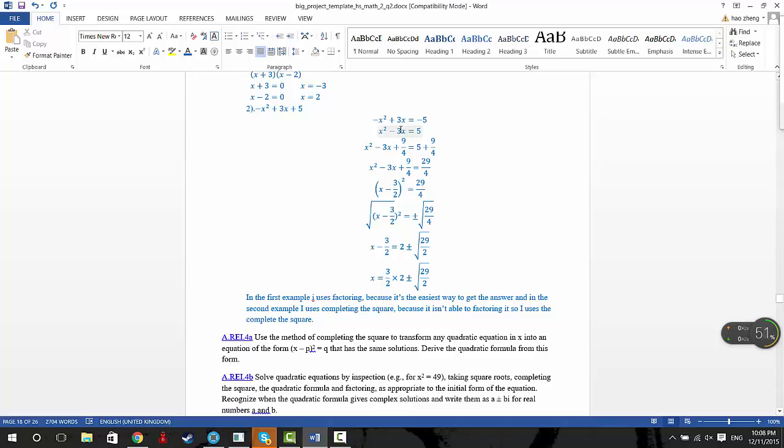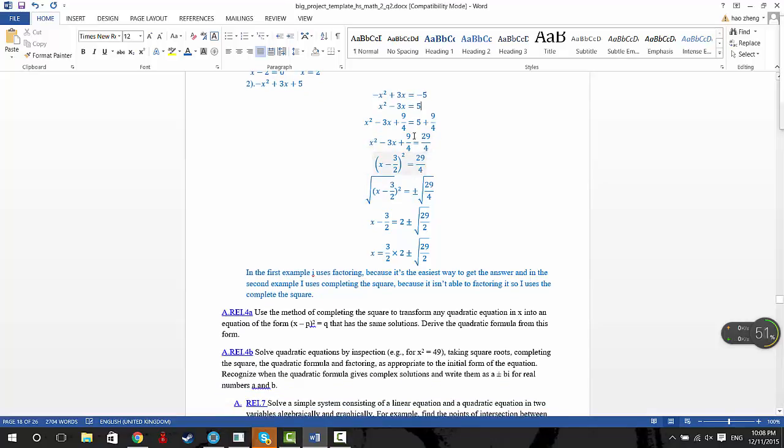So what we do is get the 3 out and make 3 over 2 to the power of 2, and we'll get 9 over 4. And adding on both sides, we'll get this. We don't want the 5 over here, so we're going to use 4 times 5 and add on 9, so it'll be 29 over 4. And as we can see, the thing that we just did, we simplify it, and it will be bracket x minus 3 over 2 bracket squared equals 29 over 4.